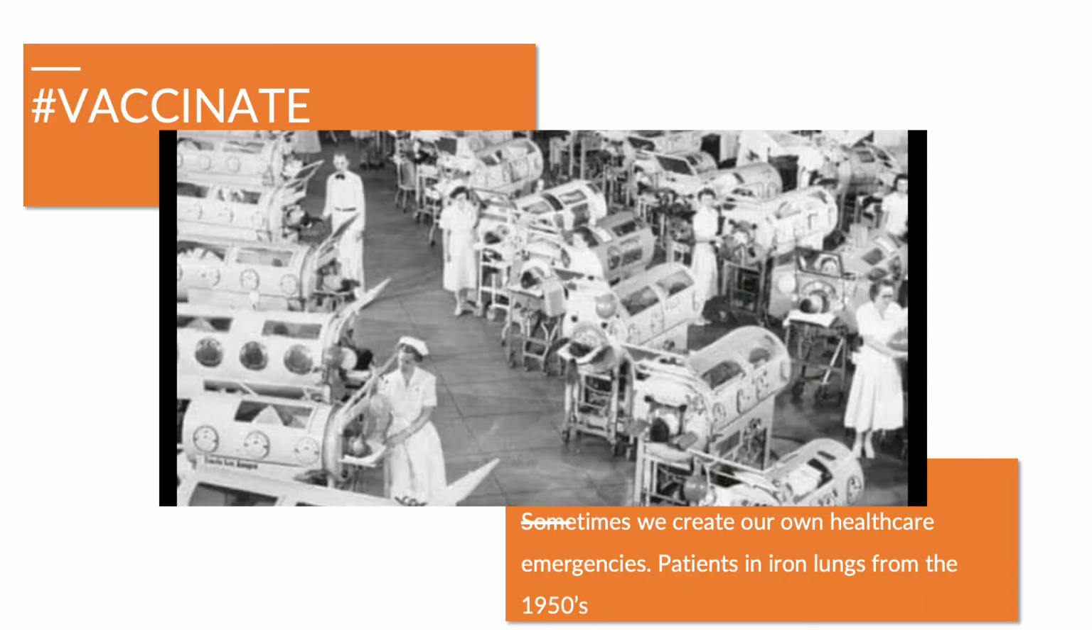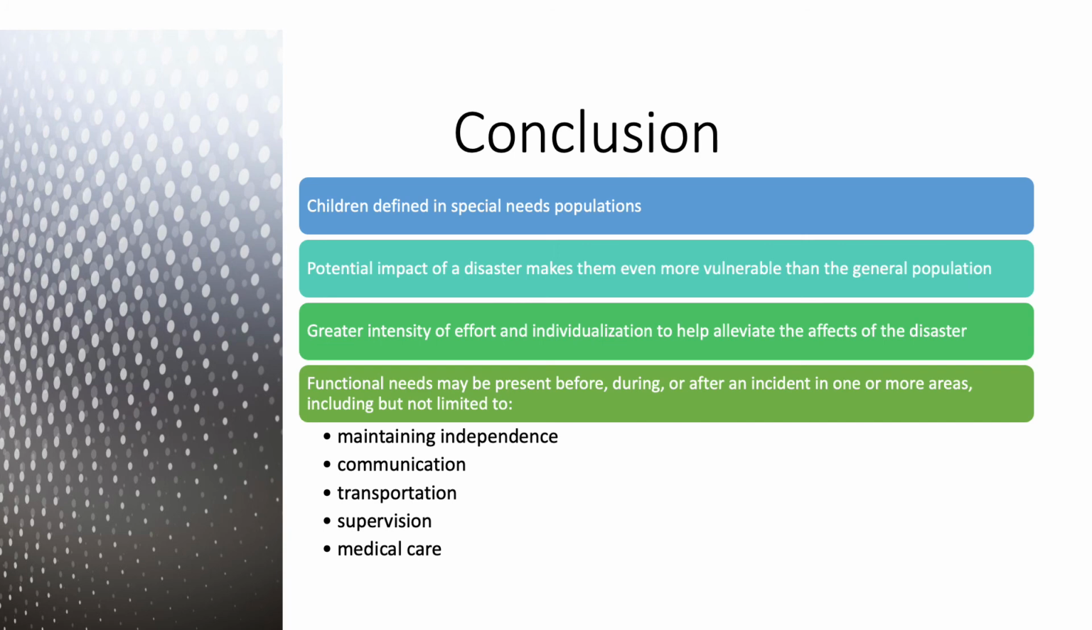And then the reminder is that sometimes we create our own healthcare emergencies. Patients in the iron lungs from the 1950s. We managed to vaccinate our way out of this, and we could vaccinate our way out of COVID if we really wanted to. In conclusion, children are defined in special needs populations and at-risk populations.